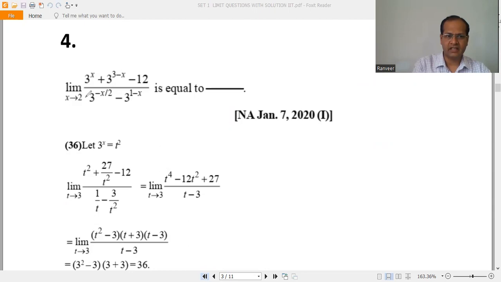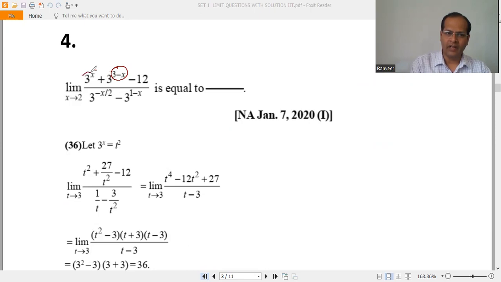3 to the limit extending to 2, 3 to the power x. Now just focus on this question. 3 to the power x is there. Now 3 to the power 3 minus x is there. And 3 to the power minus x by 2 and minus 3 to the power 1 by x. So in this type of question, one trick is very, very important.